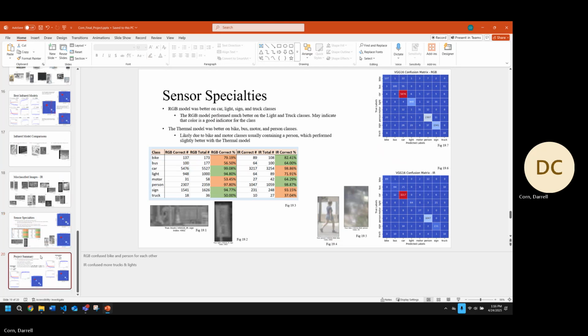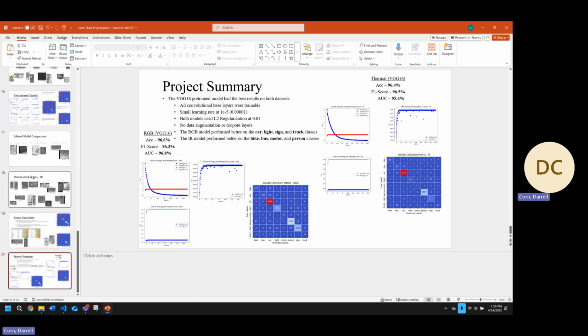Okay, so let's summarize the project. I found that the VGG16 pre-trained model had the best results on both data sets. And I got the best results when I allowed all the base layers to be trainable. I used a very small learning rate, and I put L2 regularization on both of the models. I did not use any data augmentation or dropout layers. And after doing all those steps, I found that the RGB model tended to perform better on the car, light, sign, and truck classes, and the thermal model performed better on bike, bus, motor, and person classes.